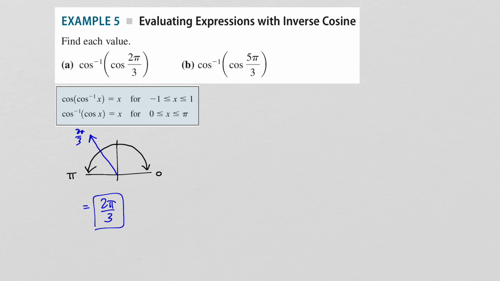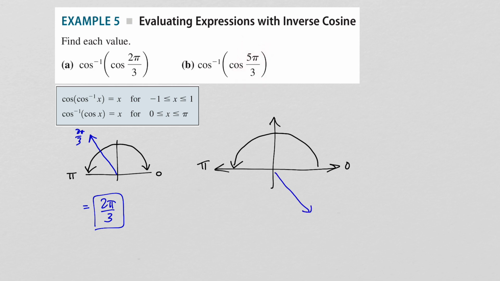For the second one, it's the same thing. We would like for these to cancel out here, but because 5 pi over 3 is not an angle between 0 and pi, they are not going to cancel out. So again, inverse cosine and cosine will cancel out if the angle here is between 0 and pi. But 5 pi over 3 is an angle in the fourth quadrant.